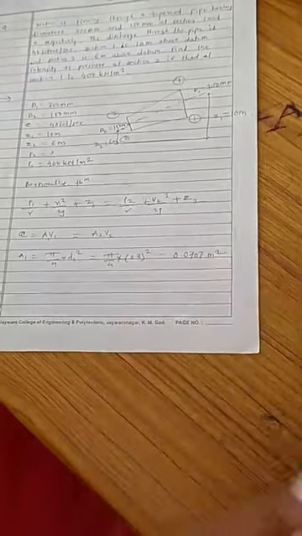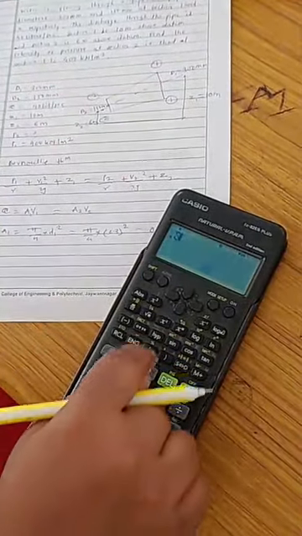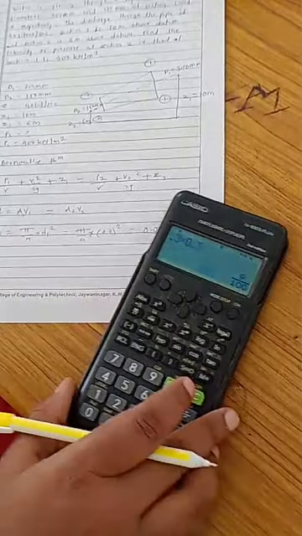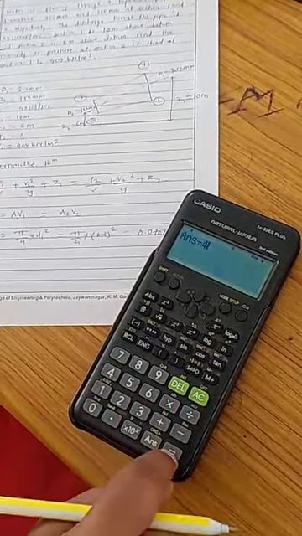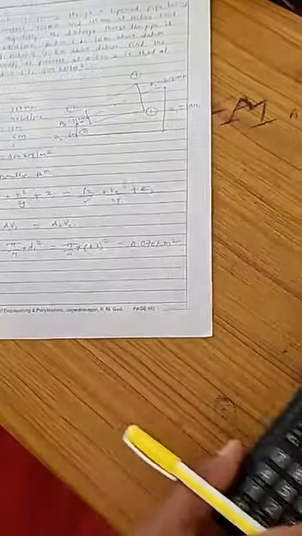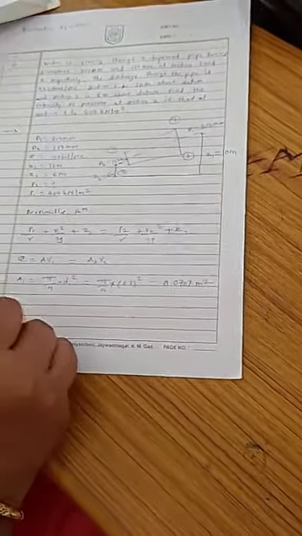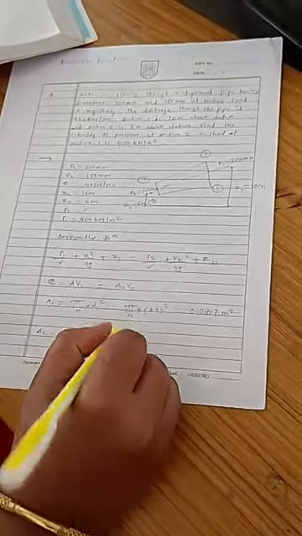0.0707 meter square. So that will be the calculation part: 0.3 into 0.3, so that is 9 by 100 into 3.14 divided by 4. So the answer is correct, that is 0.0707. In the same way we will calculate the A2 value, pi by 4 into D2 square.